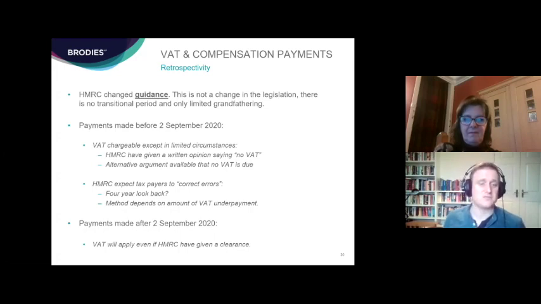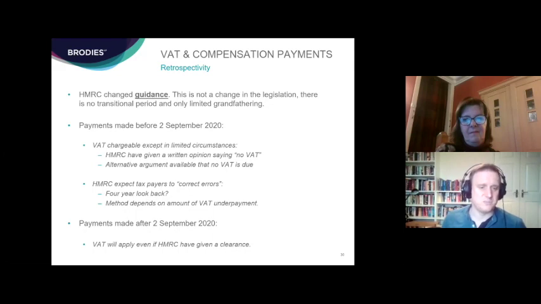HMRC have provided a limited amount of grandfathering in what they've said to date, which is that if a payment is made before the 2nd of September, provided they have given a written opinion saying there's no VAT, so it's a genuine compensation payment, then that is outside the scope of VAT and they don't expect a correction to be made. But otherwise, if you're just relying on the guidance, they expect you to go back and correct errors. And payments made after the 2nd of September, they want to apply VAT even if they have given a clearance.